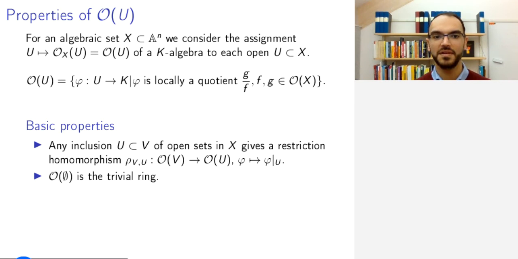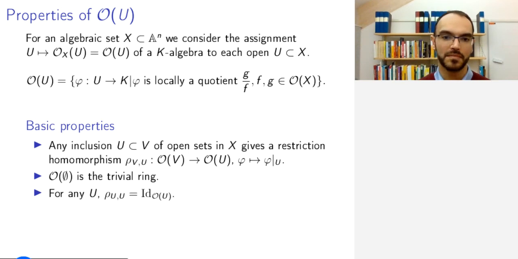A trivial property is that the ring of regular functions on the empty set is the trivial ring. This is because there is only one function defined on the empty set, and a ring with just one element is the trivial ring or the zero ring. Also, if you look at restriction of a function from a set U to the same set U, then by definition you are not changing anything, so this is the identity homomorphism on that ring.